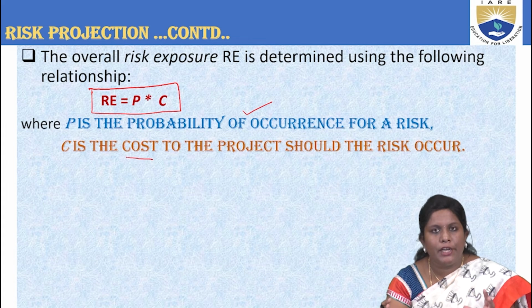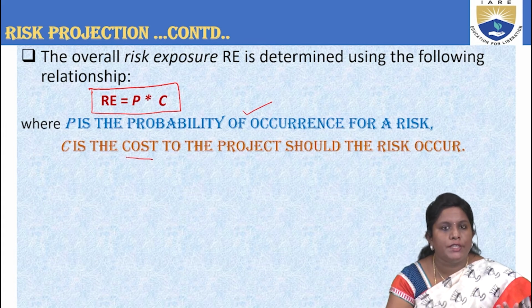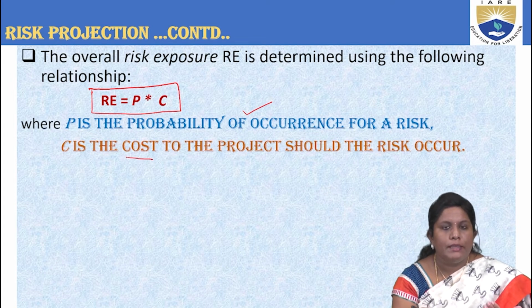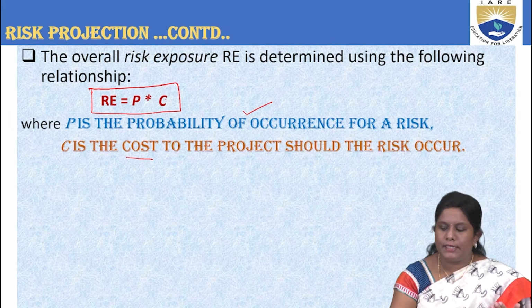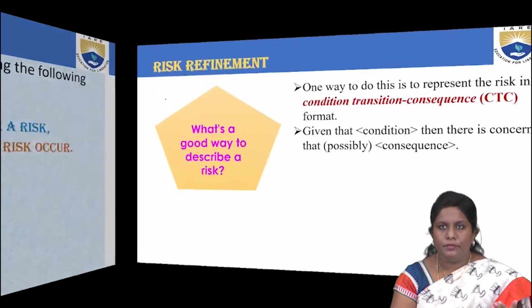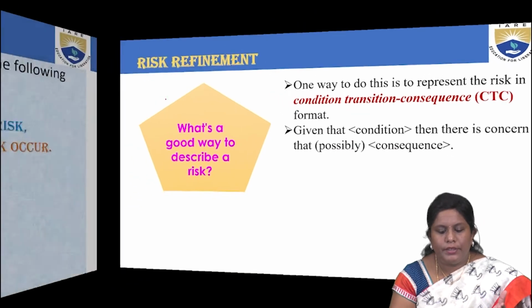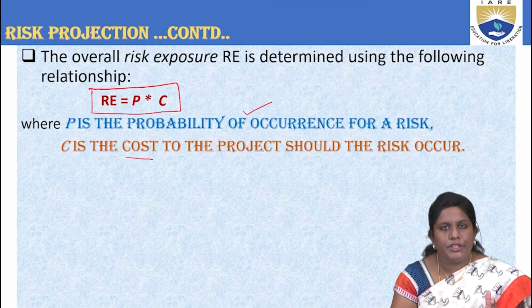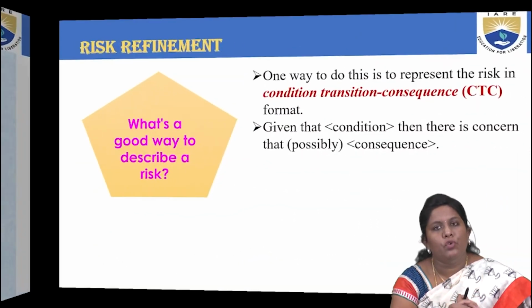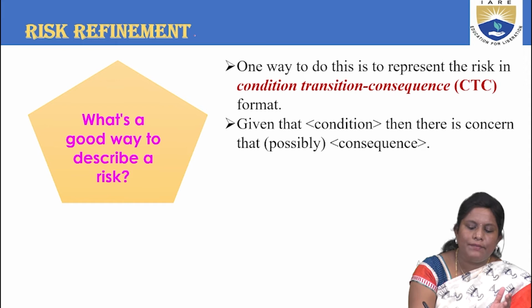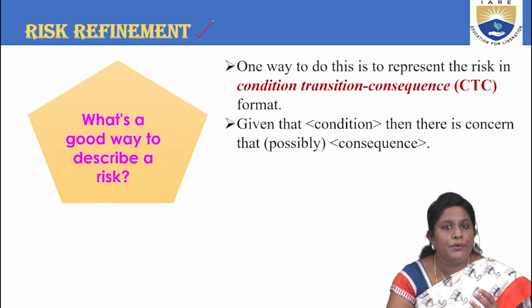So here I'm trying to tell you what exactly each terminology means in software development. So you can calculate the risk exposure by the product of the probability of occurrence and the cost of the risk that has occurred. Right. Once risk projection is done, the next phase we move to is risk refinement. Okay, the term itself says refinement. What are you trying to refine?